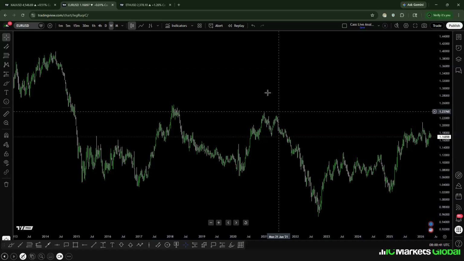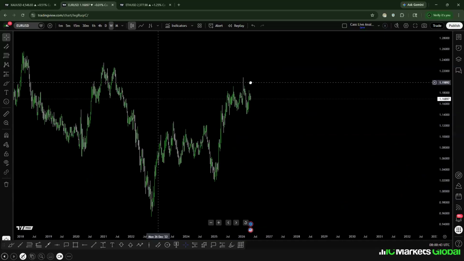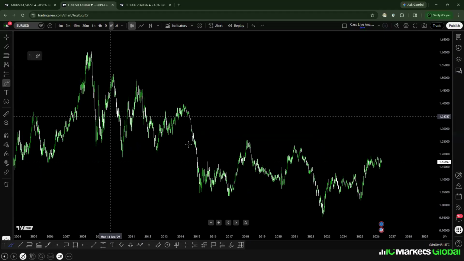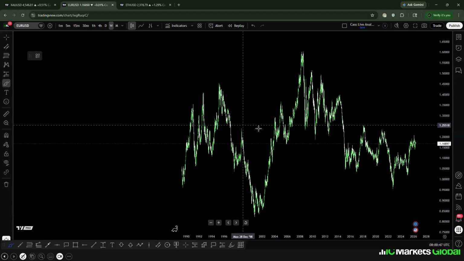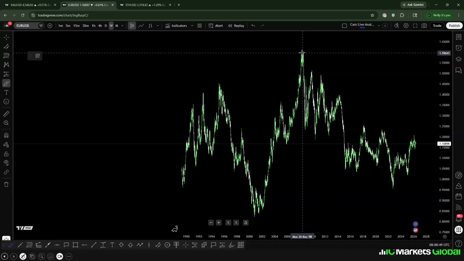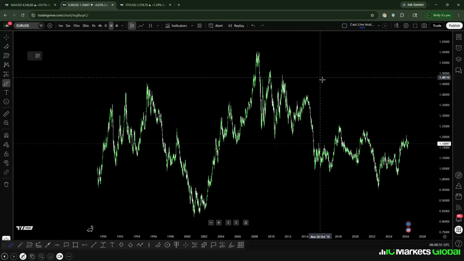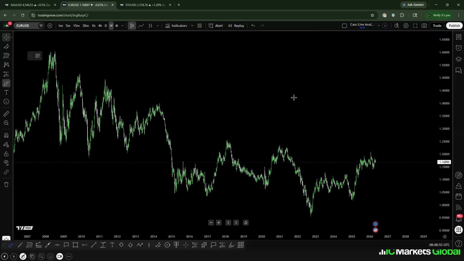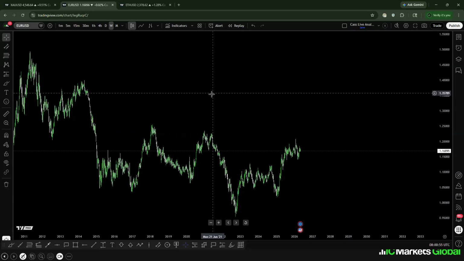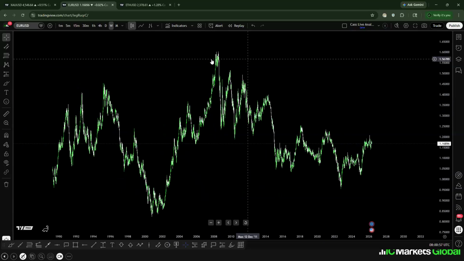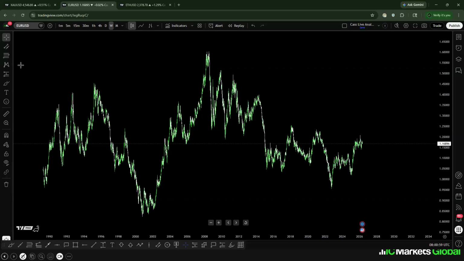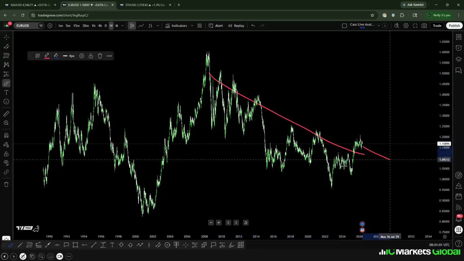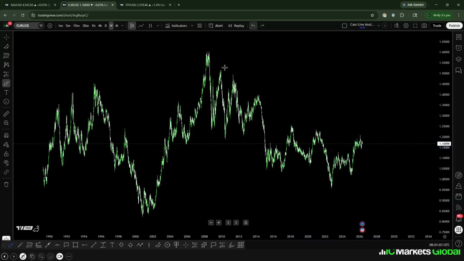Okay, so looking at this, we can clearly see that EUR USD on the weekly time frame has been moving on a downtrend since about 2008, right? So this is an almost 20 years downtrend. This is an 18 years downtrend. Yes, it pulls back, but ultimately the direction is down.